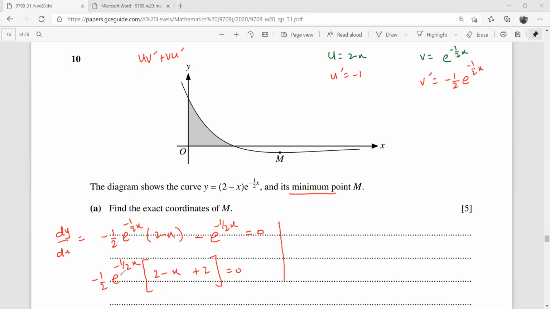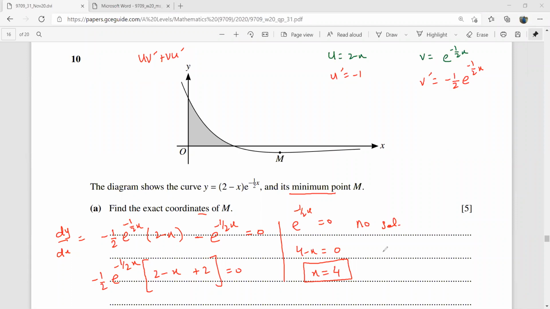Okay, if you put e raised to the power minus half x equal to 0, you get no solution from here. But 4 minus x equal to 0 will give you x equal to 4. So that is the exact x coordinate. We have to find the coordinates, not just the x coordinate. Now we put that into the equation.